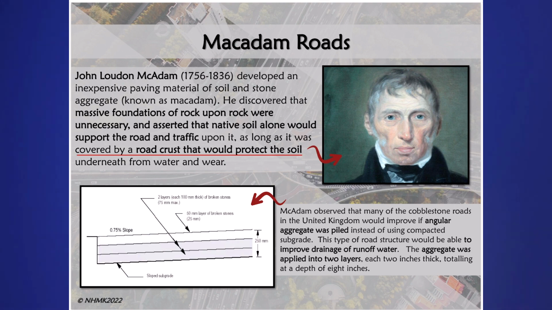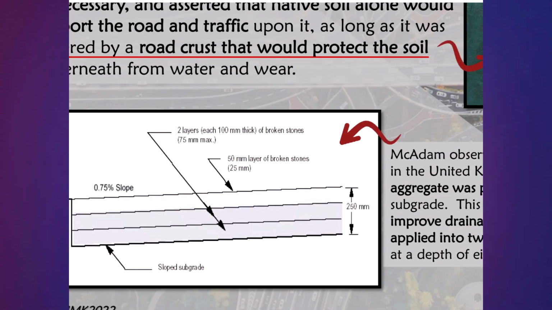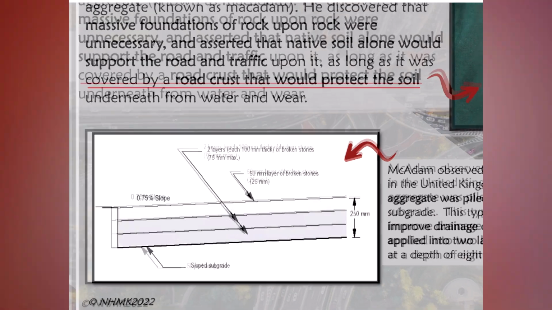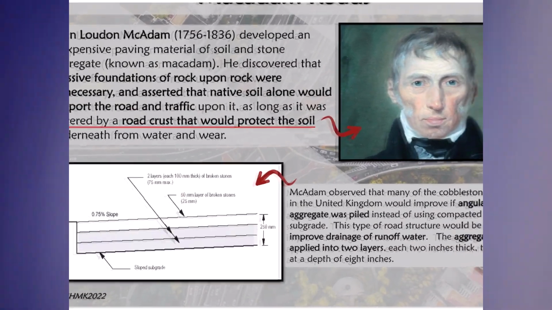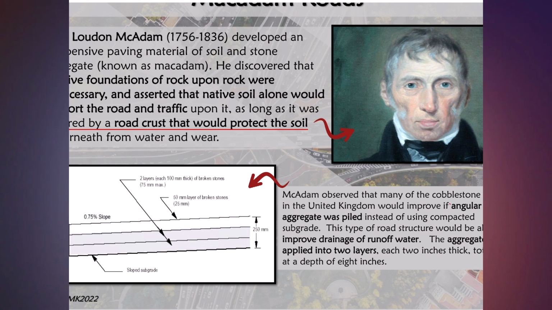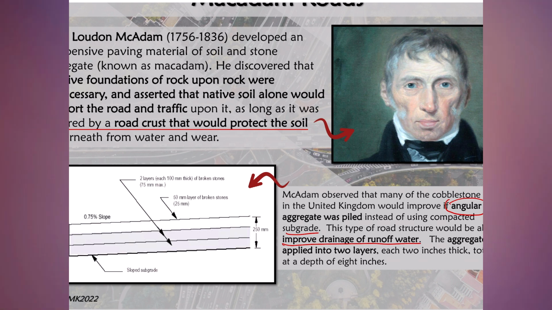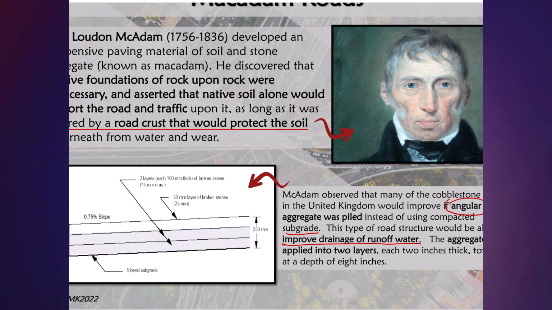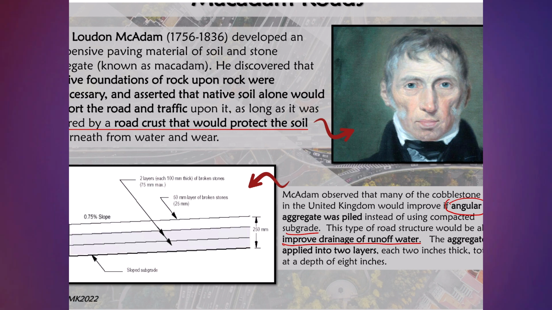So take a look at this diagram. Macadam observed that many of the cobblestone roads in the United Kingdom would improve if angular aggregate was piled instead of using compacted subgrade. This type of road structure would be able to improve drainage of runoff water. The aggregate was applied in 2 layers, each 2 inches thick, totaling a depth of 8 inches.